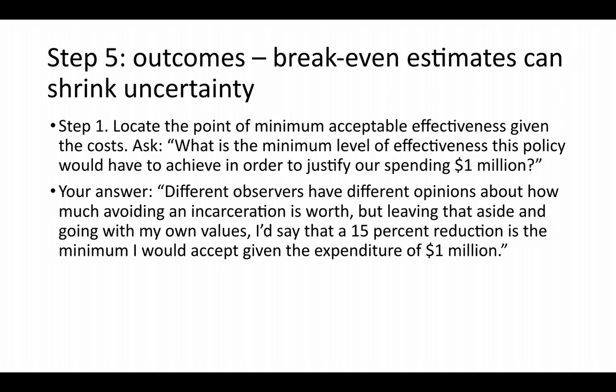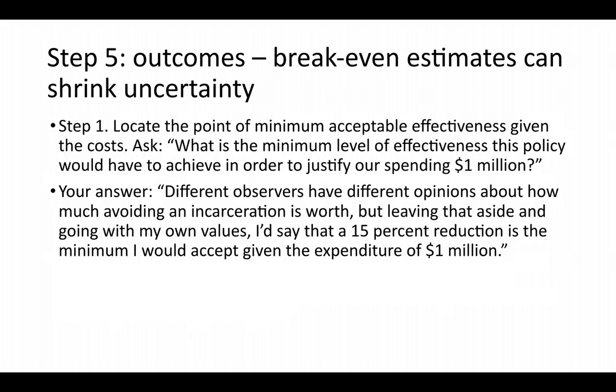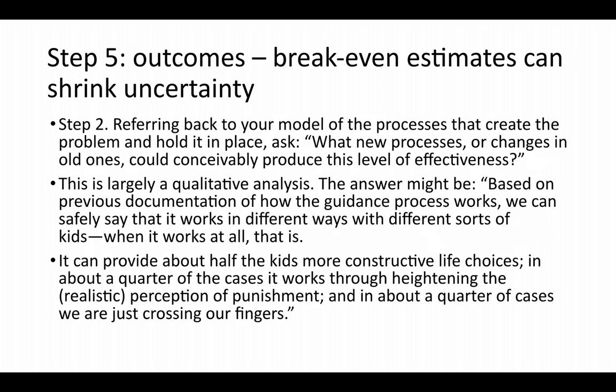But leaving that aside and going with my own value, I'd say that 15% reduction is the minimum I would accept given the 1 million expenditure. Then, step two, you're referring back to your model of the process that creates the problem and hold it in place. Ask yourself, what new processes or changes in old ones could convincingly produce this level of effectiveness? That's level of effectiveness, which means a 15% reduction.